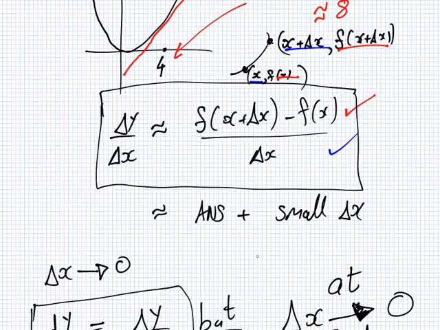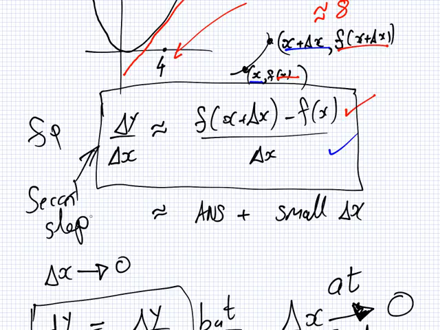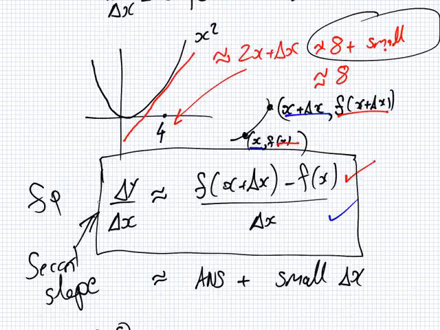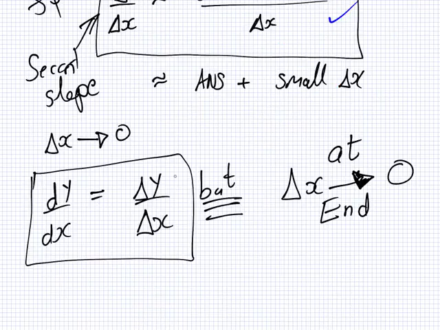So what I'm saying is, you can use this formula, called first principles, to get the secant slope. But then to make it a tangent slope, all you have to do is this step at the end. Make the delta x become 0. Then you have the tangent slope, which is what you want, which is called the derivative. Okay?